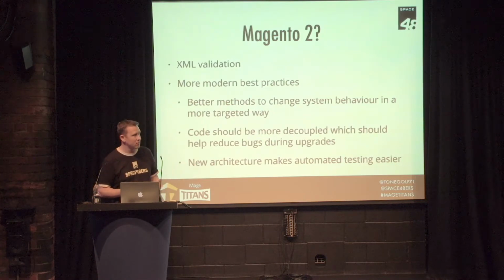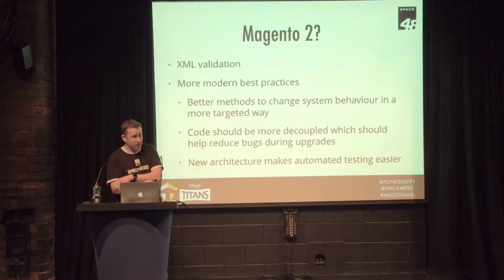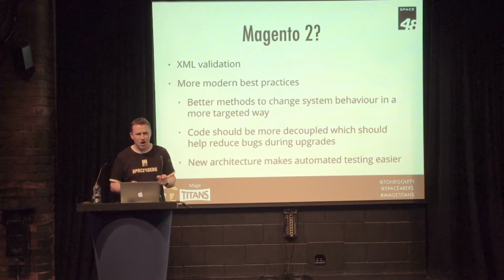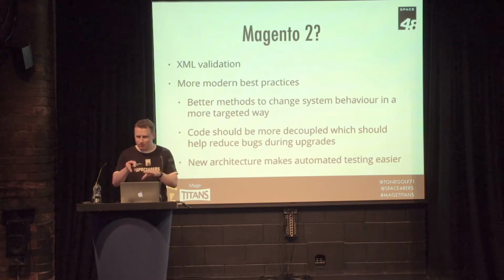But the bigger things that Magento 2 is bringing is bringing it forward with modern best practices. So being given methods to customize the code in a more targeted way is going to help, particularly around upgrades, so that we're going to have fewer errors being thrown as we're doing the upgrades. And the same with this decoupling of the code, this more modern architecture, having things more isolated. This should mean you're only debugging your own stuff rather than the effect elsewhere, because we're dealing in a more isolated way.